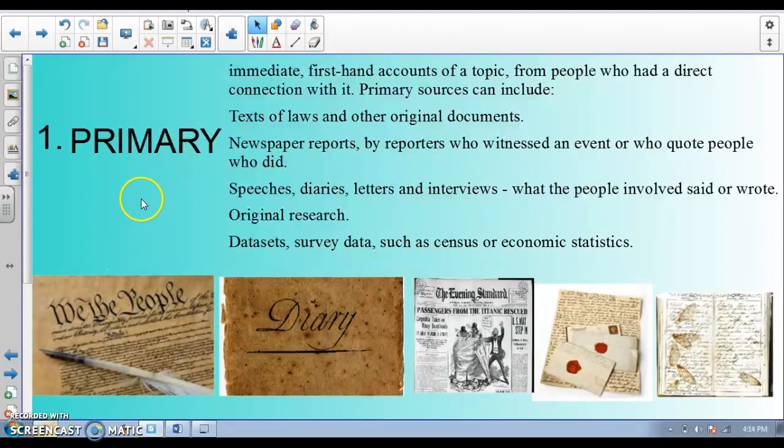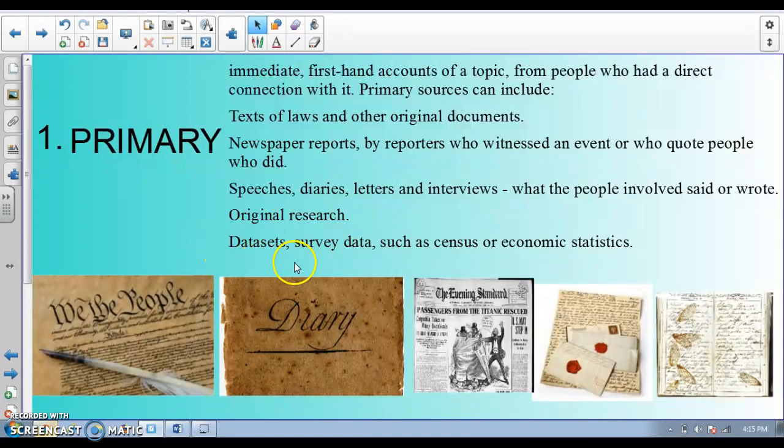It also includes newspaper reports, whether the reporter witnessed an event or he or she is quoting someone who witnessed an event. Newspapers can become those primary sources. You have speeches by people, diary entries, letters, even interviews by someone who has experienced something. Those are primary sources. If you do any kind of original research, then you've created a primary source.